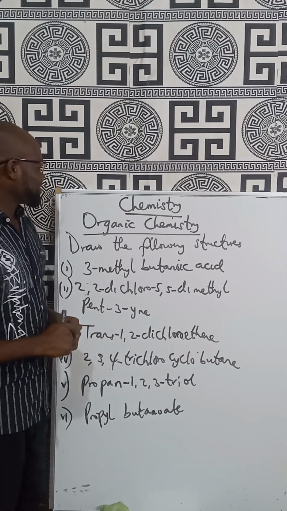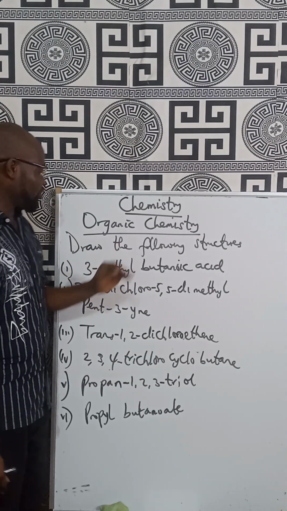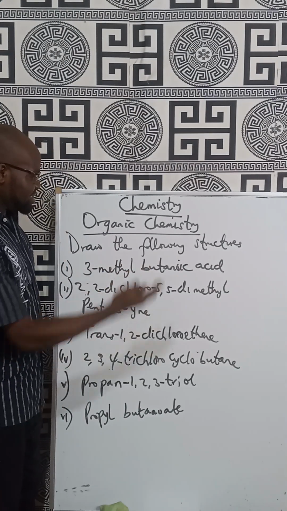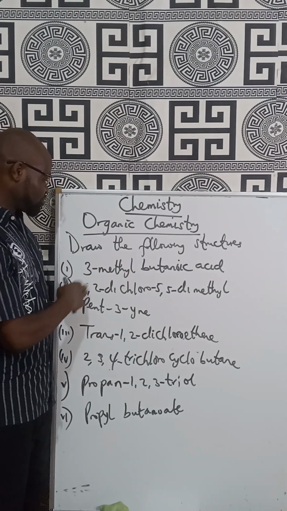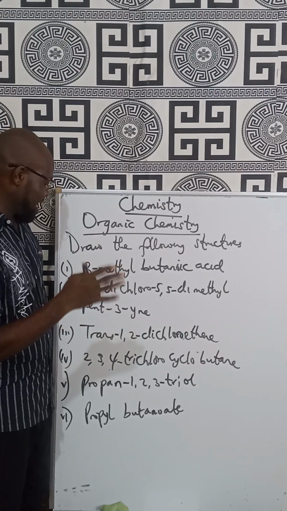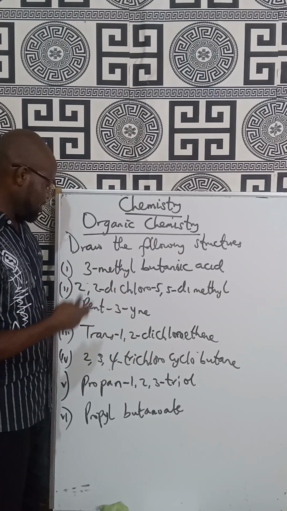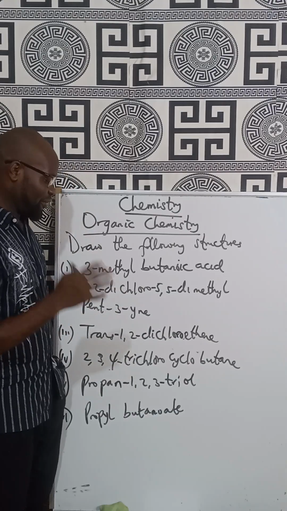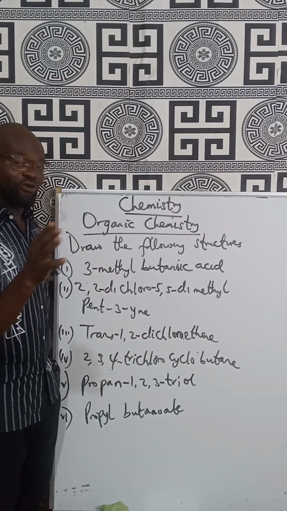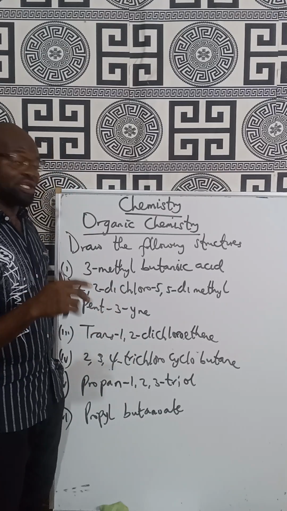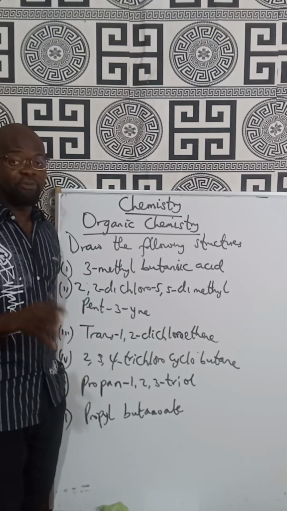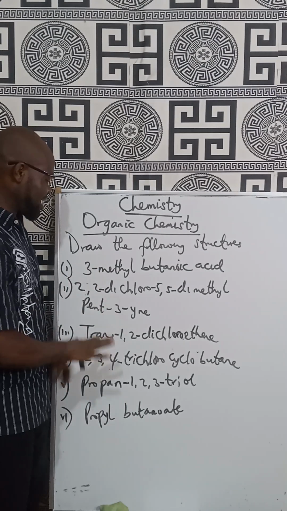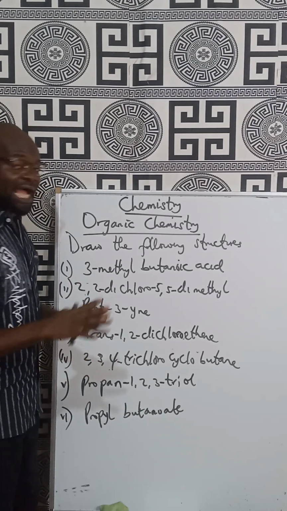You understand me now? So we have to draw the following structures: 3-methyl-butanoic acid, 2,2-dichloro, 5,5-dimethyl pentylene, trans 1,2-dichloroethene, 2,3,4-trichlorocyclobutane, propan-1,2,3-triol, and propyl butanoate. So let's take our time and let's dive deep into it.